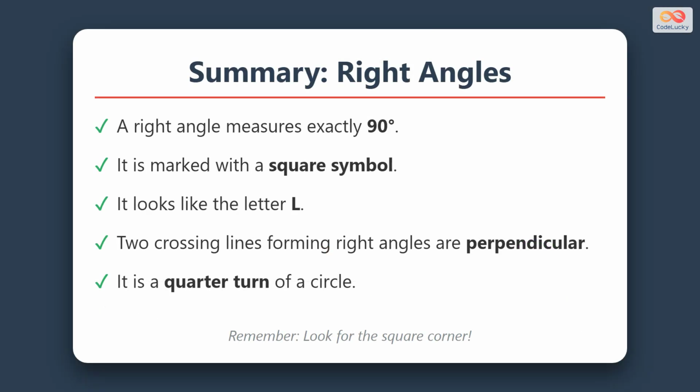Let us recap what we learned. A right angle is exactly 90 degrees and is marked with a square symbol. It looks like the letter L and represents a quarter turn of a circle. Remember to look for that square corner.